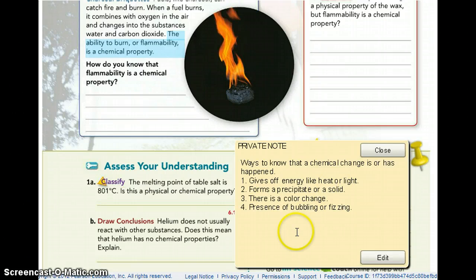And then if you ever see bubbling or fizzing, that's giving off a gas. Whenever you see something bubbling, that's gas trying to get out of the liquid, and it's giving off that gas. And so that would be an example of a chemical change happening, and would be an example of a chemical property in the chemical change process.